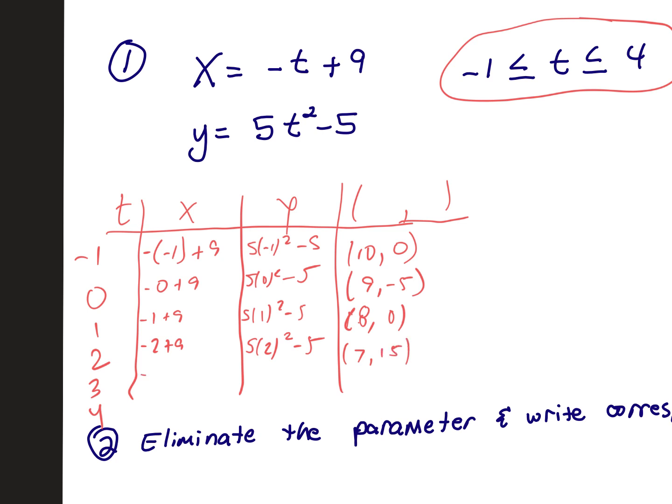Okay, good. Now 3. -3 plus 9 is 6. So 5 times 3 squared minus 5. What's 3 squared? Times 5 is, minus 5 is 40. Good. And then 4. So -4 plus 9 is 5. And then 5 times 4 squared minus 5. What's 4 squared? Oh, it's positive. I'm sorry, yeah. So 4 squared is 16 times 5 is 80 minus 5 is 75.